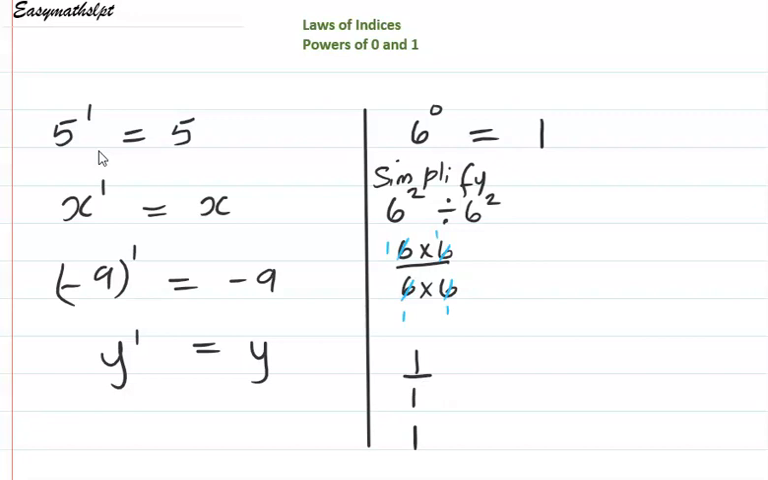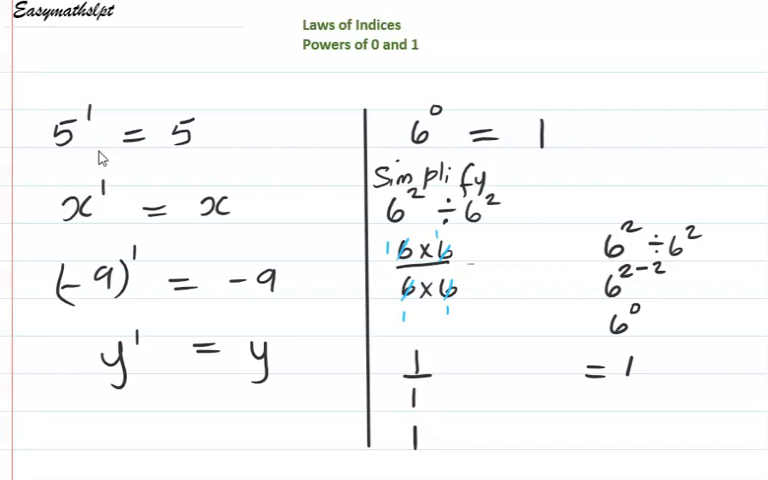Now let's simply use the law which states that when dividing expressions with the same base, we subtract the powers. So if we were to simplify the same expression, 6 squared divided by 6 squared, using the law, it would be 6 to the power of 2 minus 2, and 2 minus 2 is 0. So that is 6 to the power of 0. Notice it is the same expression we are simplifying, and we got an answer of 1. So 6 to the power of 0 is equal to 1.